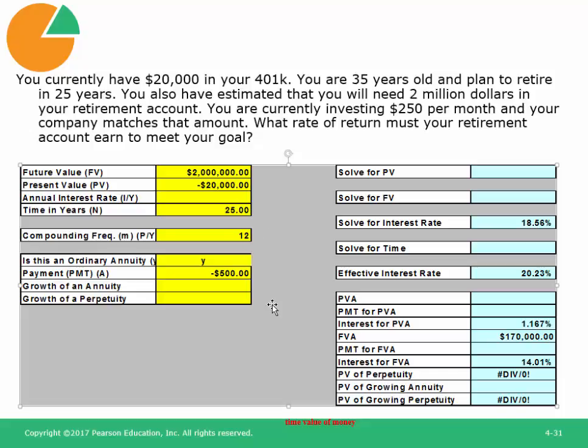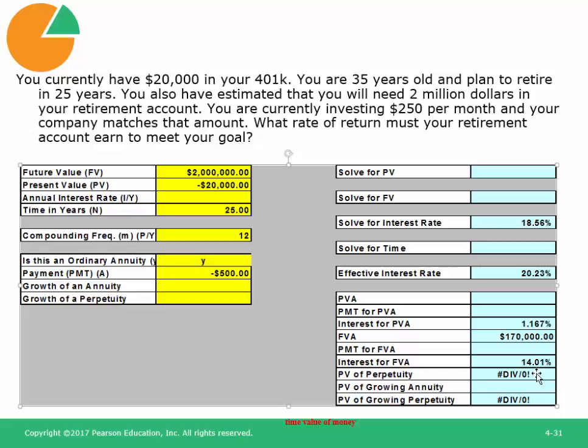So the question is, what rate of return do I need to earn on my investments in order to get this future value of an annuity? At this current rate, I need to invest and earn 14.01%. So let's think about that. How likely is it that you can average 14% from now to retirement?